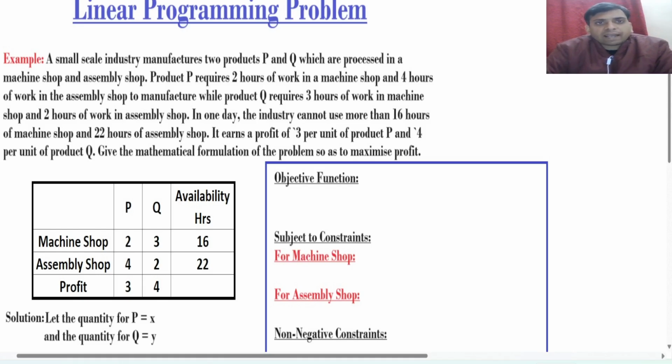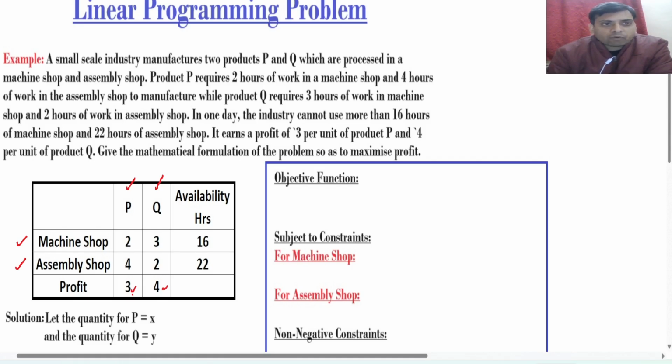So first we will write this problem in tabular form. So we will focus on two things. First is basically input and second is output. So in input part we will see two things. First is machine shop and second is assembly shop, and final product P and Q, with their profit of 3 rupees and 4 rupees.